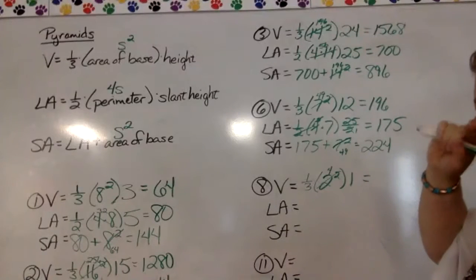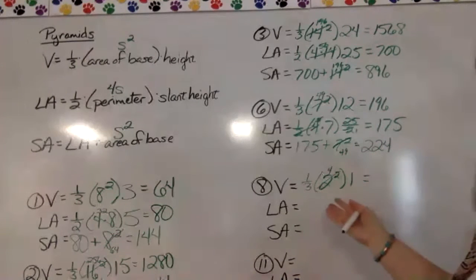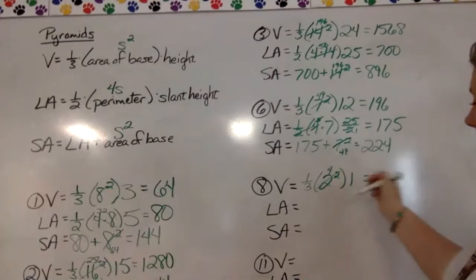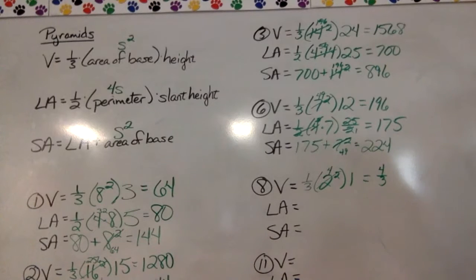So I have 1/3 times 4 times 1. Well, 4 times 1 is 4. So I have 1/3 times 4. I get a fraction for my answer. That is okay. You can have fractions. Just because you may not like it doesn't mean you can't have it as an answer. Okay. So that's for my volume.